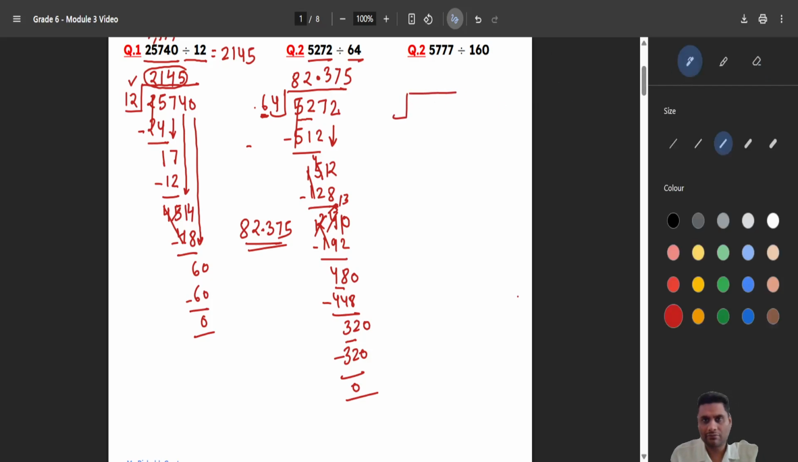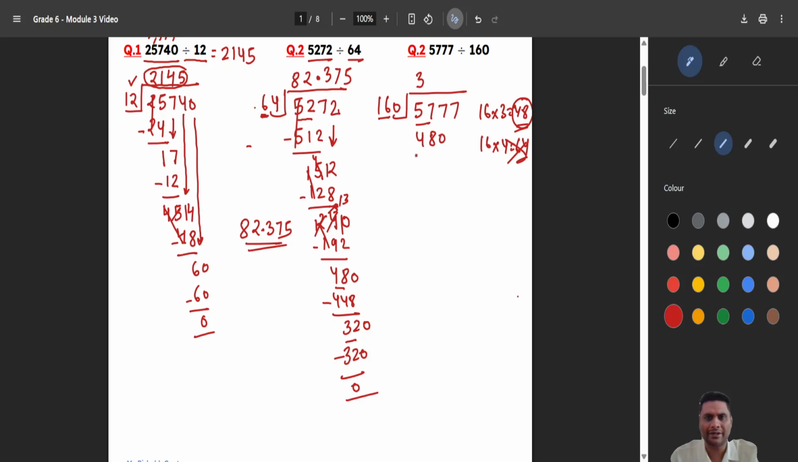Again, making the division box, then 5777 divided by 160. Now, take the first two numbers, 16, and take the first two numbers, 57. 16 times how much will give you a number close to 57? As we know, 16 times 3 is 48 and 16 times 4 is 64. We can clearly see that 48 is the correct choice for 57 because 64 is bigger, so I cannot take this. So 160 times 3 will be 480.